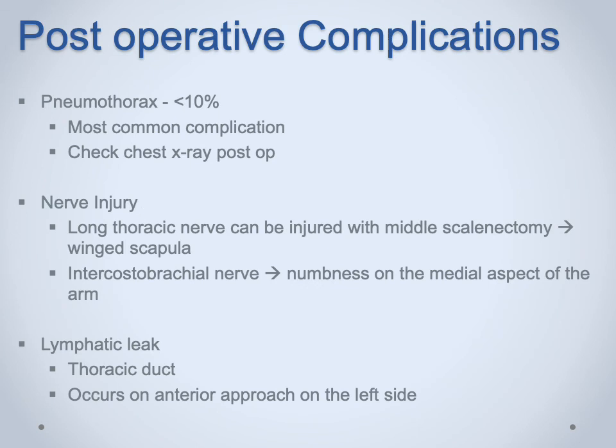The most common postoperative complications are pneumothorax, so it's important to get a chest x-ray postoperatively. You can have nerve injury, so in particular the long thoracic nerve can be injured when you're removing the middle scalene, and this can result in winged scapula, so ensuring that you protect that. Also, not injuring the intercostobrachial nerve, which can result in numbness on the medial aspect of their arm. And then in particular, if you do a supraclavicular approach for arterial or neurogenic TOS, you can result in thoracic duct injury, which can result in a lymph leak.